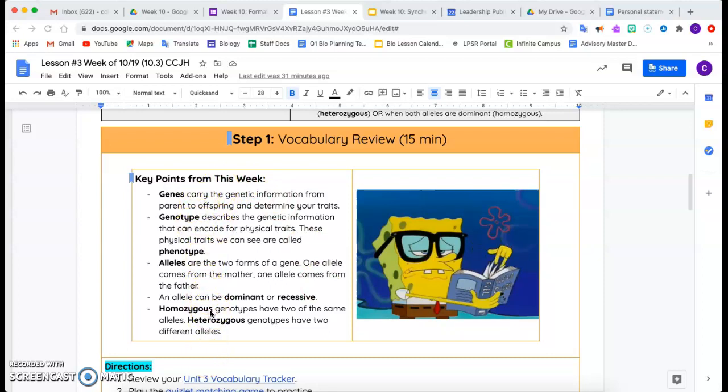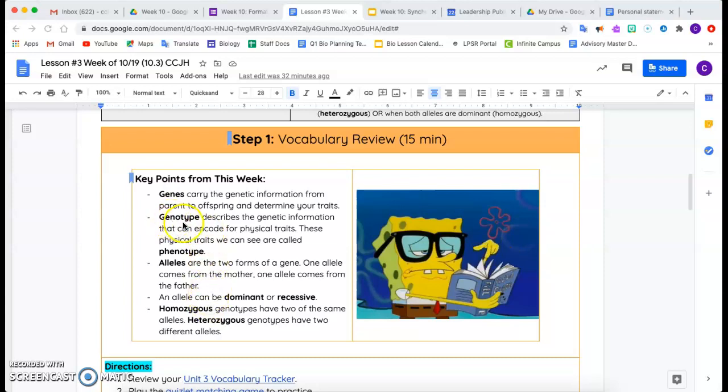Number 1, genes carry the genetic information from parents to offsprings, and they determine your traits. So remember that genes are basically DNA. They go from parents to offspring. Each parent gives 50%, and those determine the traits of the offspring.